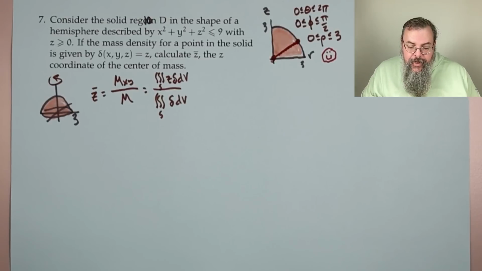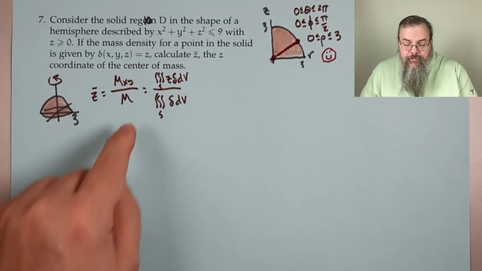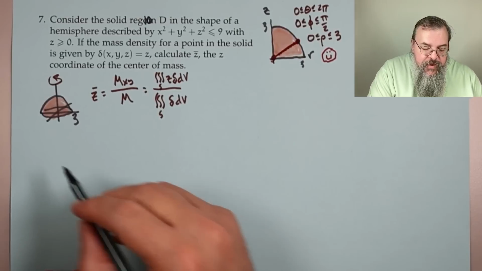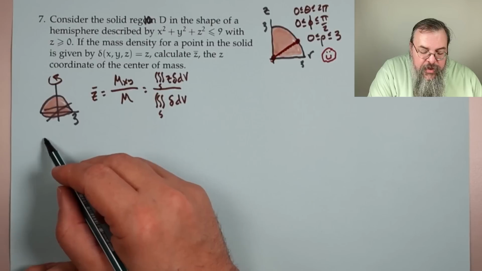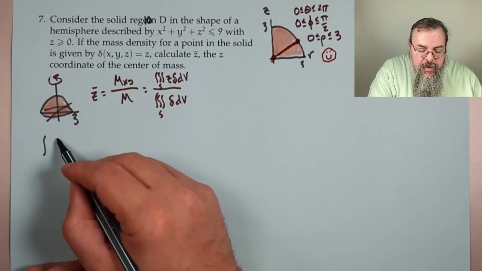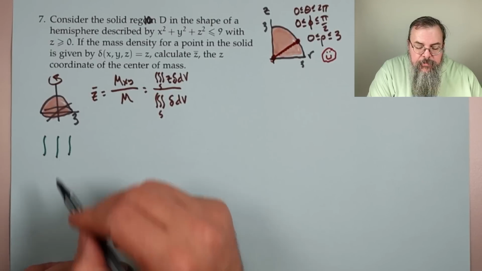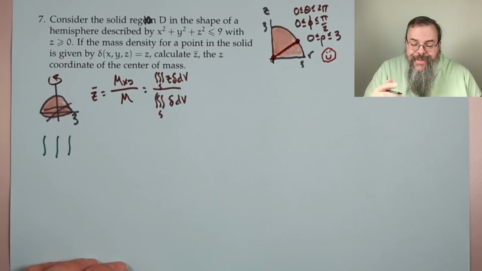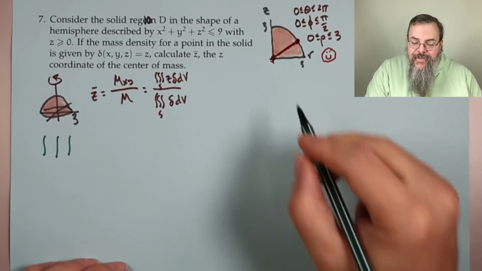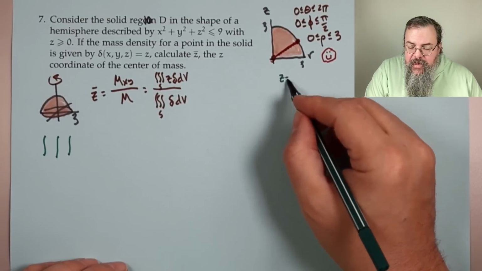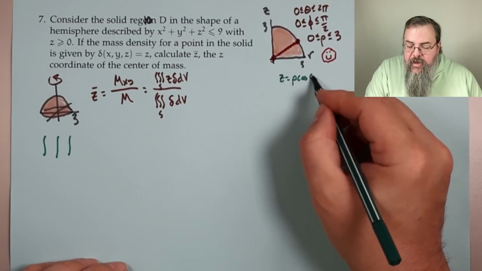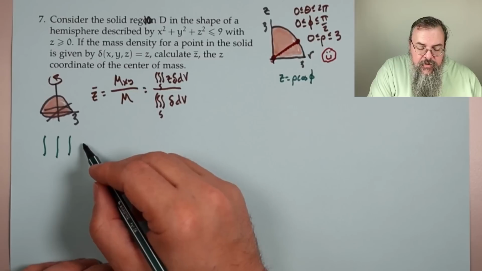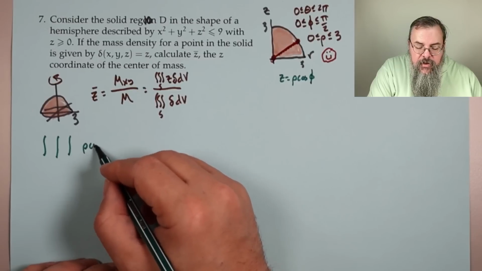All right, well, we've got two integrals to compute, so let's go ahead and pick one. Let's start downstairs. We'll start with the mass. So we're going to set up our integral. Integral, integral, integral. Our density function is z. But wait, we're in spherical. So remember that z is rho cosine phi. So what we have for density is rho cosine phi.